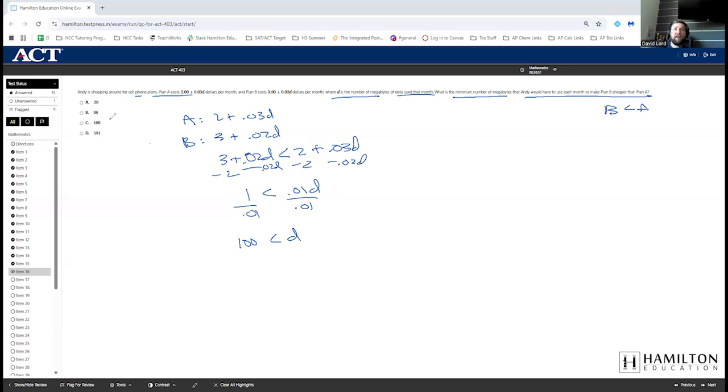So 100 is right there as the trap, but we want the number of megabytes that would make it not the same price, but cheaper. So that's why we had to pick D for this answer. So keep an eye out for those inequalities.